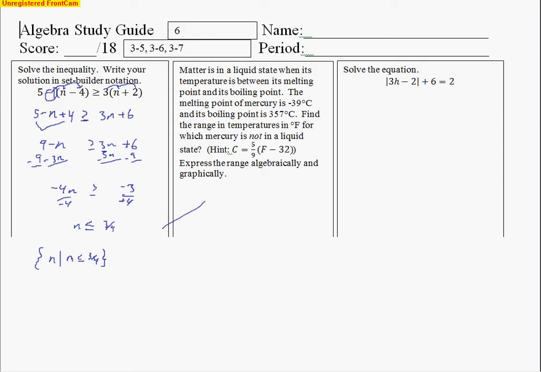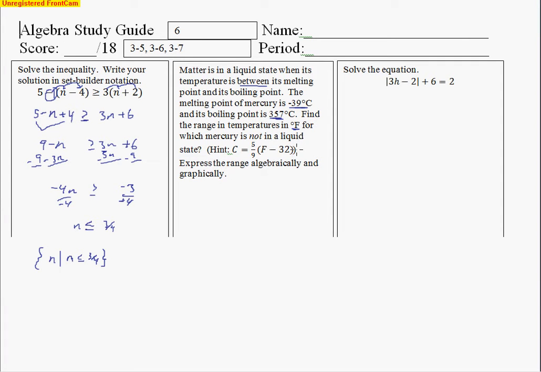So let's take a look at the next one. It says matter is in liquid state when its temperature is between its melting point and boiling point. The melting point of mercury is -39 degrees Celsius, and its boiling point is 357 degrees Celsius. Find the range of temperatures in Fahrenheit for which mercury is not in a liquid state.